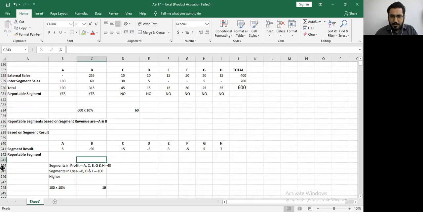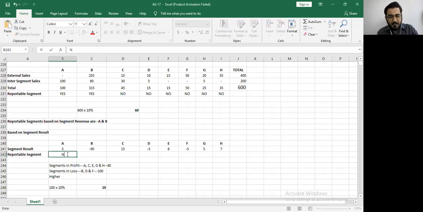Now tell me, is separate disclosure required for segment A? Check carefully. Not required. Since it does not exceed 10%, that is 10, separate disclosure is not required. Perfect. What about segment B?